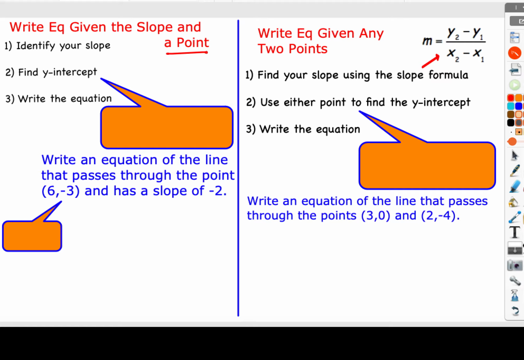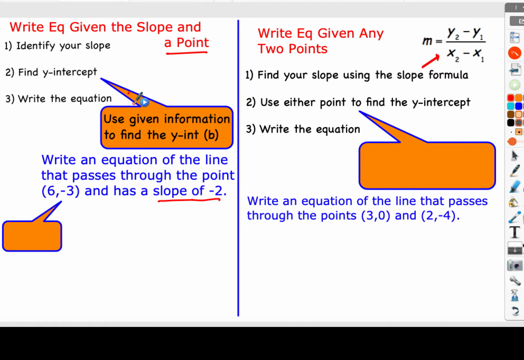Well, the first thing we need to do again is identify the slope, which in our equation at the bottom here, they've told us: write an equation of a line. It's going to pass through 6, negative 3. Note 6, negative 3, not the y-intercept, right? x is not 0, and it has a slope of negative 2. Well, I know the slope then. What we need is the y-intercept though. So we need to go find that.